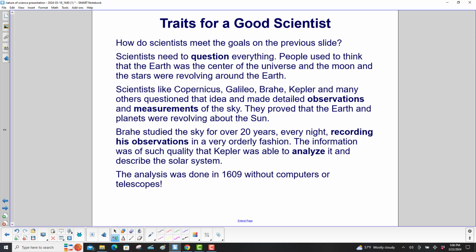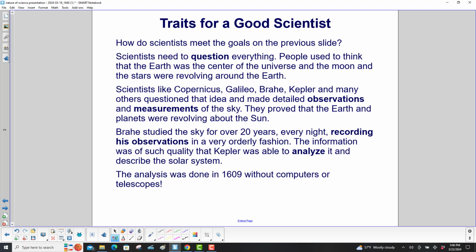How do scientists meet the goals on the previous slide? First of all, they need to question everything. People used to think that the Earth was the center of the universe and the moon and the stars were revolving around the Earth. Scientists like Copernicus, Galileo, Brahe, Kepler, and many others questioned that idea and made detailed observations and measurements of the sky. They proved that the Earth and planets were revolving about the sun.